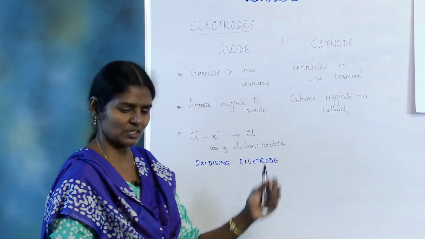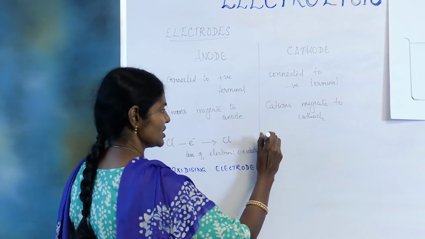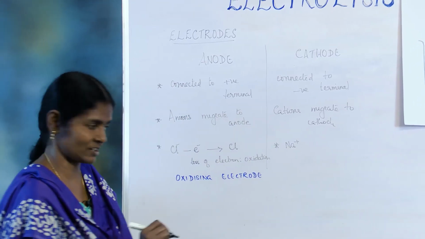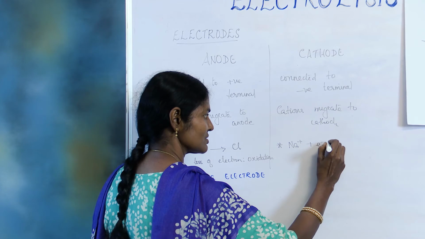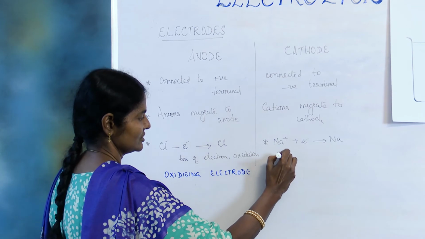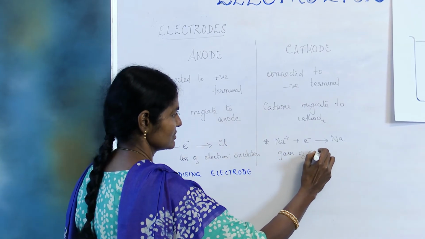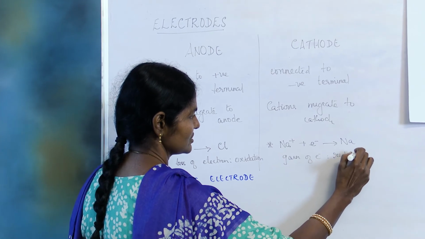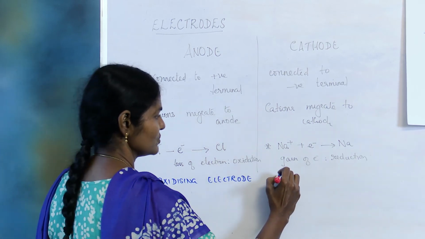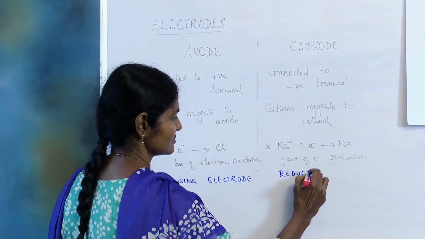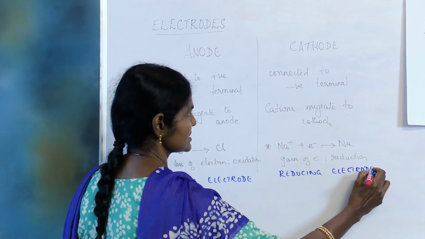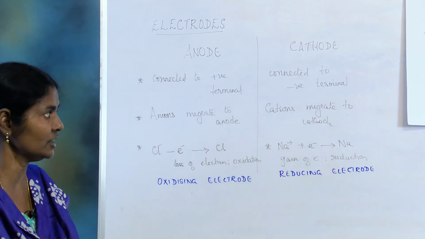Alright. Now coming to this side. If we take a cation like sodium, it's falling short of electrons. So it gains one electron to become neutral. Gain of electron is called reduction. So this cathode is called the reducing electrode. So these are the basic differences that we have between anode and cathode.